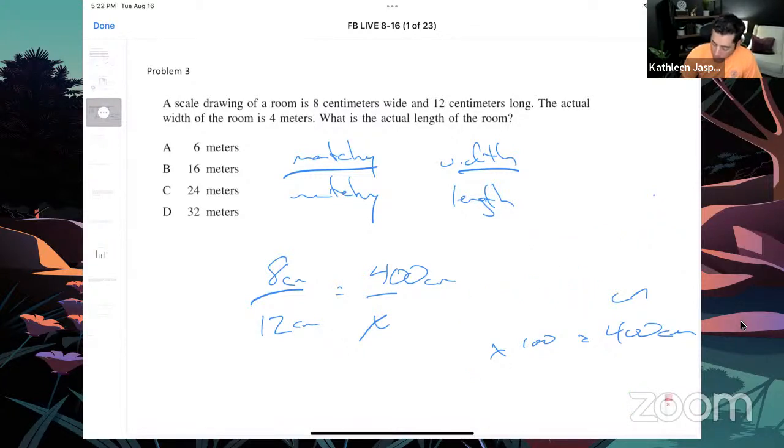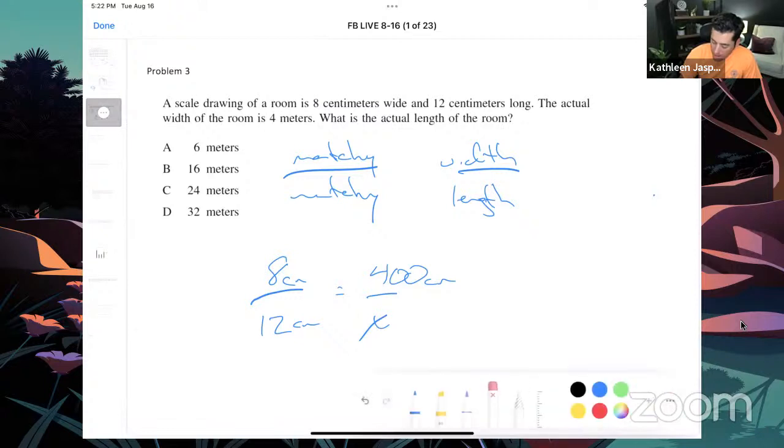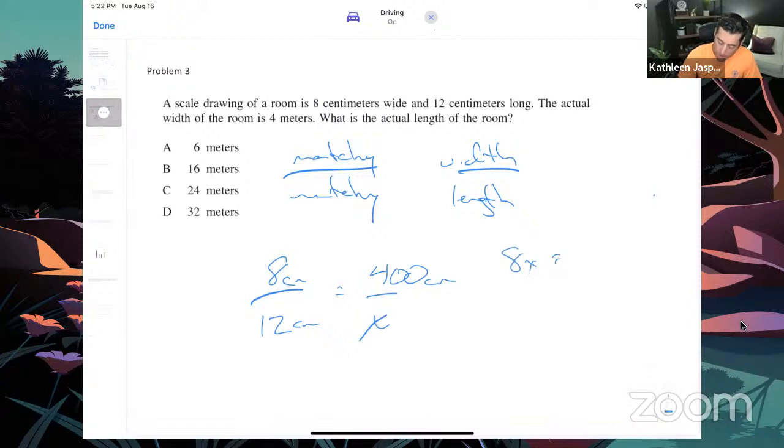It's important that you put these in the correct unit of measure. Otherwise, if you do that matchy with 8/12 and the 4/x, you're going to get the wrong number. So what we have here is we end up with 8x and what is that, 4,800 divided by 8, divided by 8, x equal to 600.